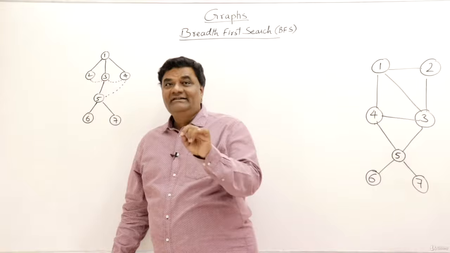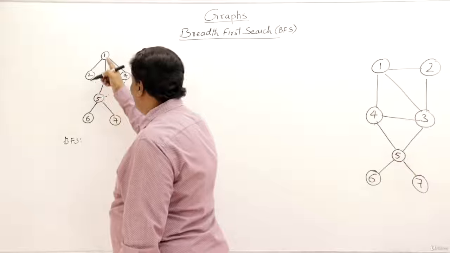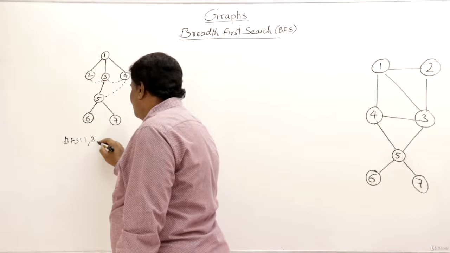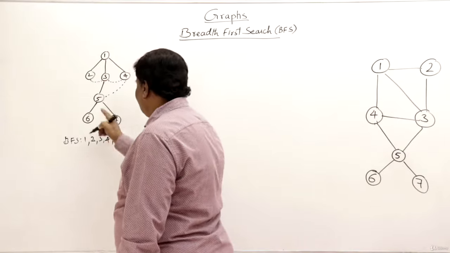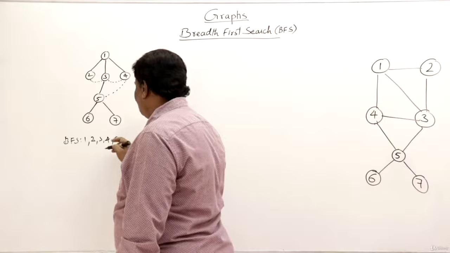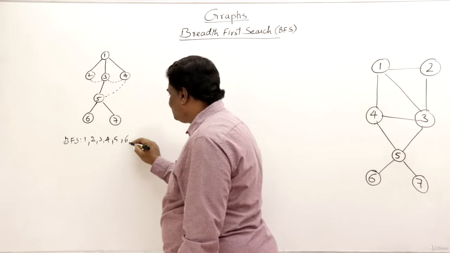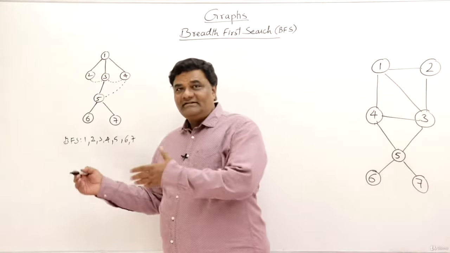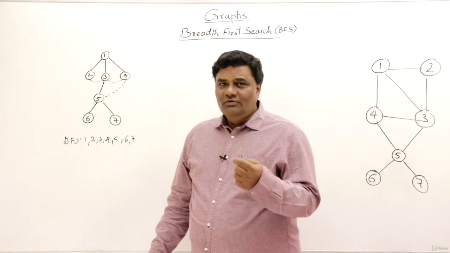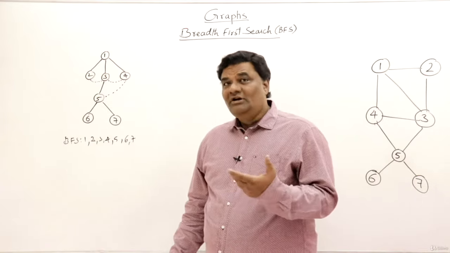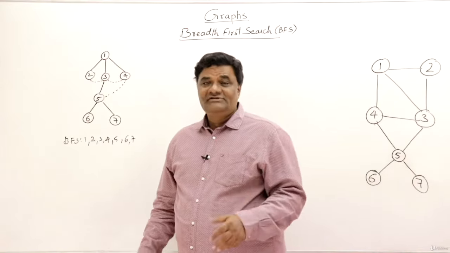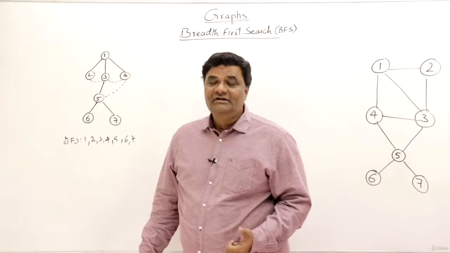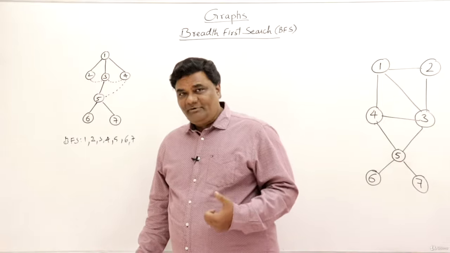Now take the level order. First vertex is 1, then the next level is 2, 3, 4. The next level is 5. Next level is 6 and 7. That's all. This is breadth first search, and this is the result. Is this the only result possible? No. When you perform breadth first search, you can get different results, and whichever result you want, you can take that one. So how are different results possible?